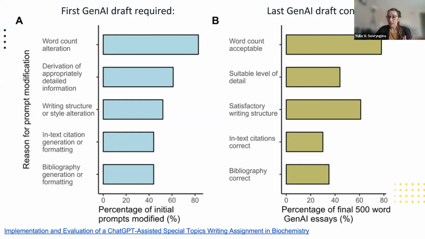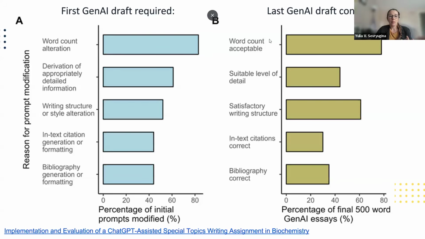However, for the level of detail in their essays, around 60% of students struggled with having an appropriate level of detail. And still at the end, only 40% of students were satisfied with the level of detail provided, even though they tried to modify their prompts. And the same applies to bibliography. Some students really struggled to modify their prompts, and at the end only 30 to 40% of students were happy with the quality of bibliography generated by these tools.